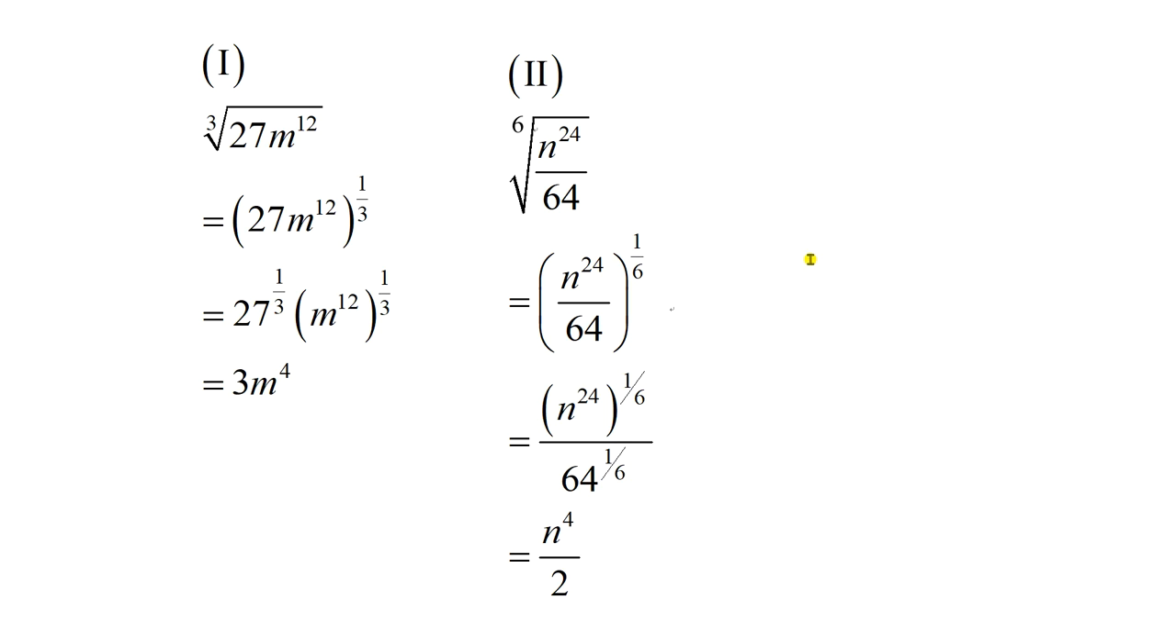For part 2, n to the power 24 over 64, to the 6th root. That means n to the power 24 over 64, and then whole bracket to the power 1 over 6. For this index 1 over 6, it can be given to both the numerator and denominator. So you can get n to the power 4, that's 24 divided by 6. And the denominator, that is 2 only, because 64 taken to the power 1 over 6, you just get 2.